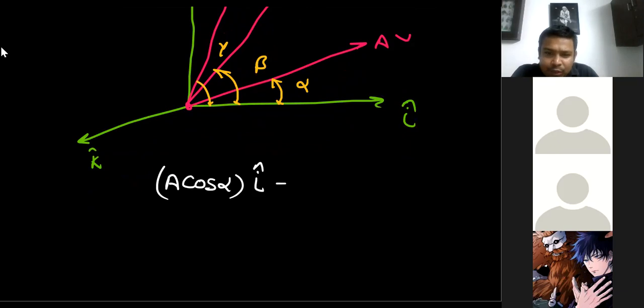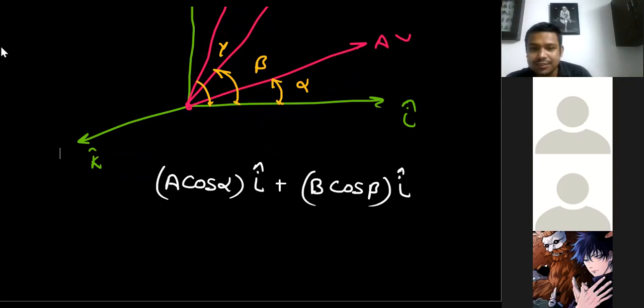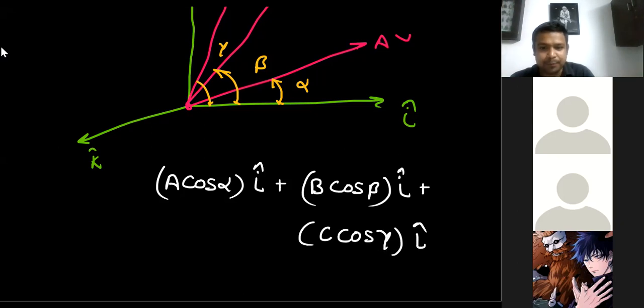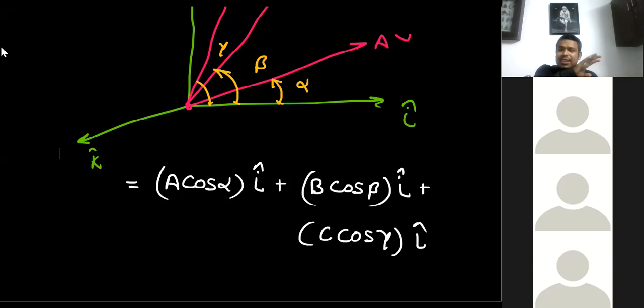What is the x component of vector B? B cos beta i cap. It's the x component, so i cap. So similarly, what is the x component of vector C? C cos gamma i cap. So my dear friends, this is the complete addition of all x components of the given vectors.